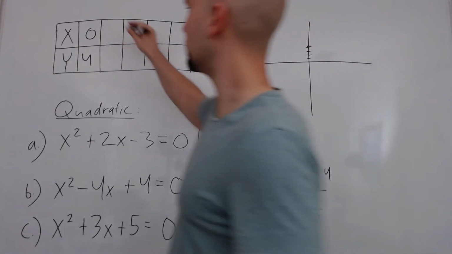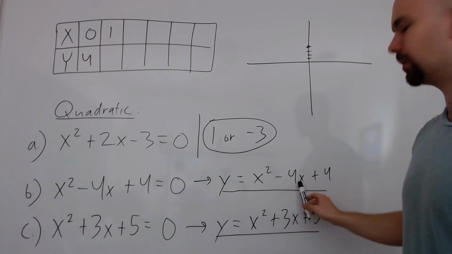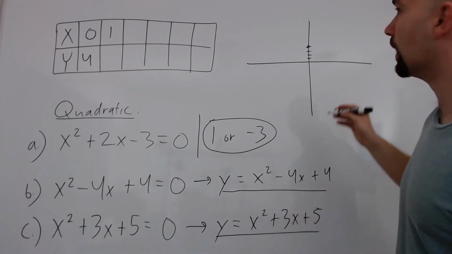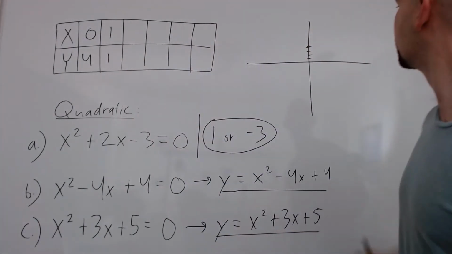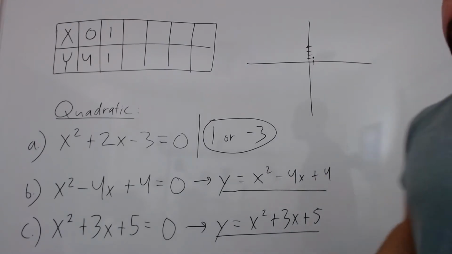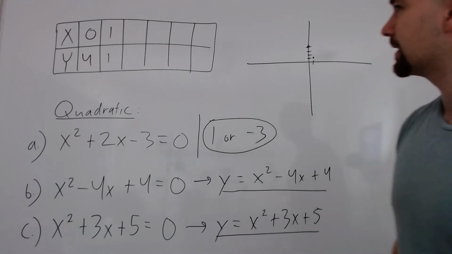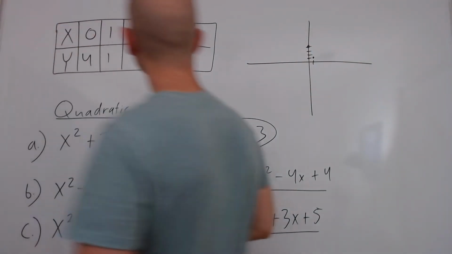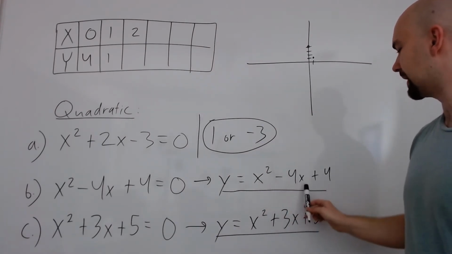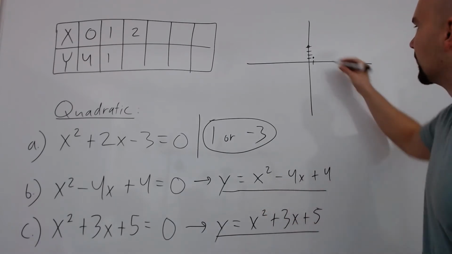All right, so let's do x equals 1. So 1 squared is 1, minus 4 times 1 is 4. So 1 minus 4 is negative 3, plus 4 is 1. So (1, 1). It seems like this parabola is going to be oriented a little bit to the right. Let's try 2. So 2 squared is 4, minus 4 times 2 is minus 8. So 4 minus 8 is negative 4, plus 4 is 0. Yep, we got an answer.